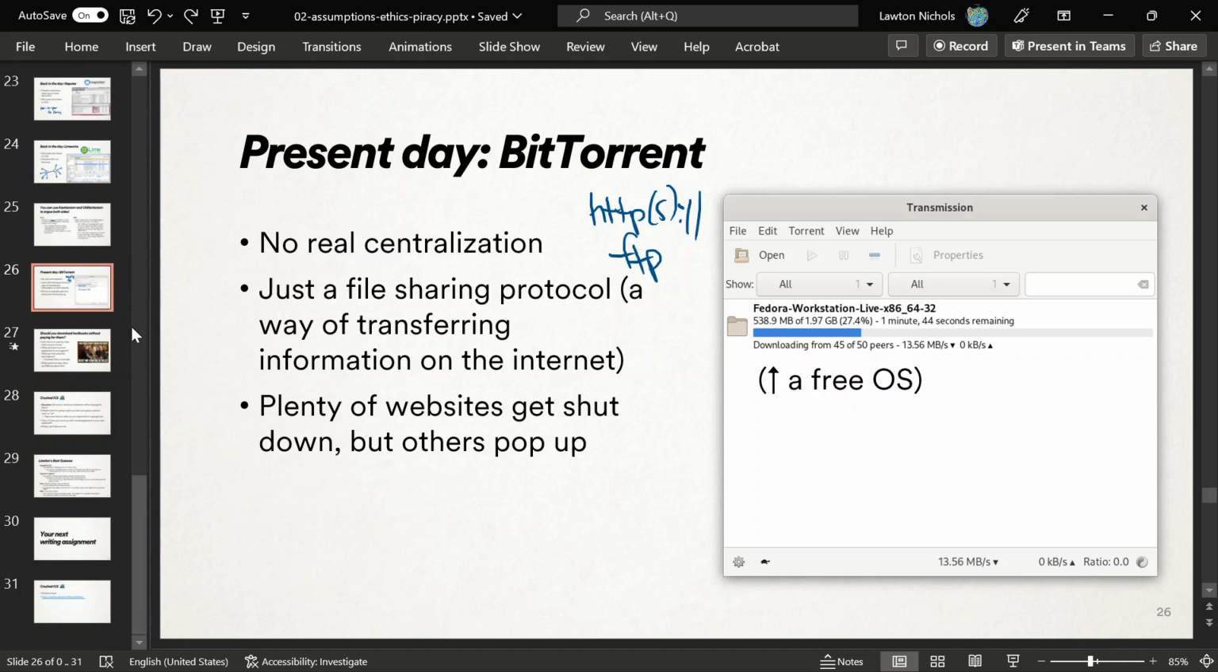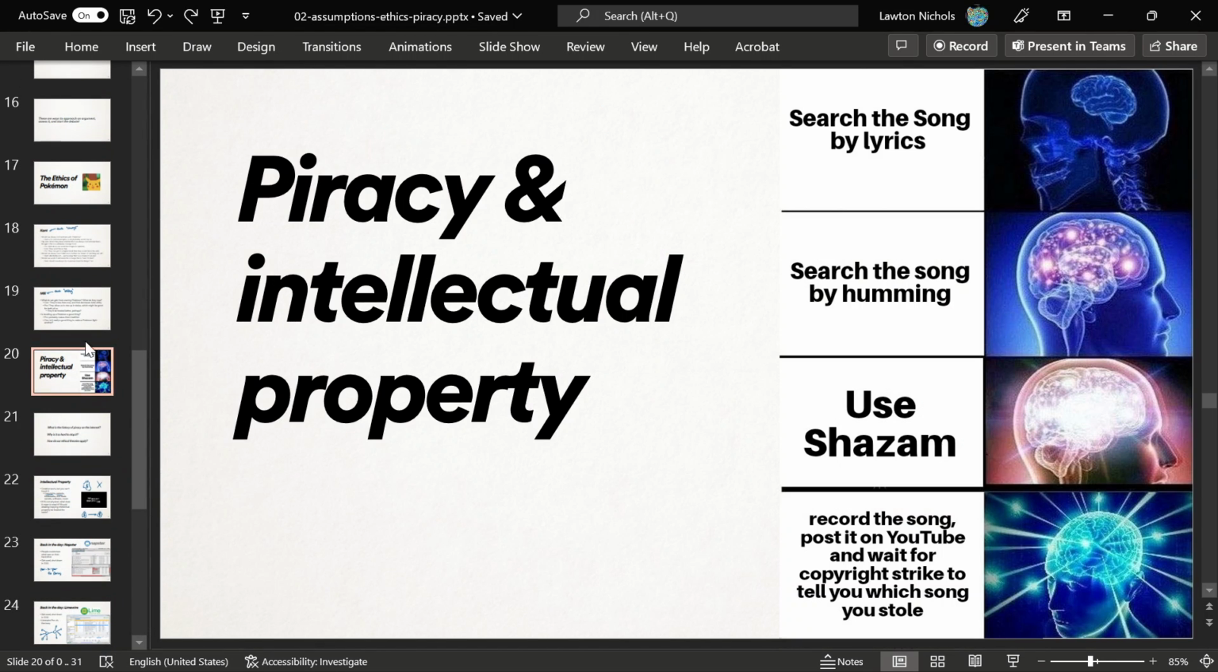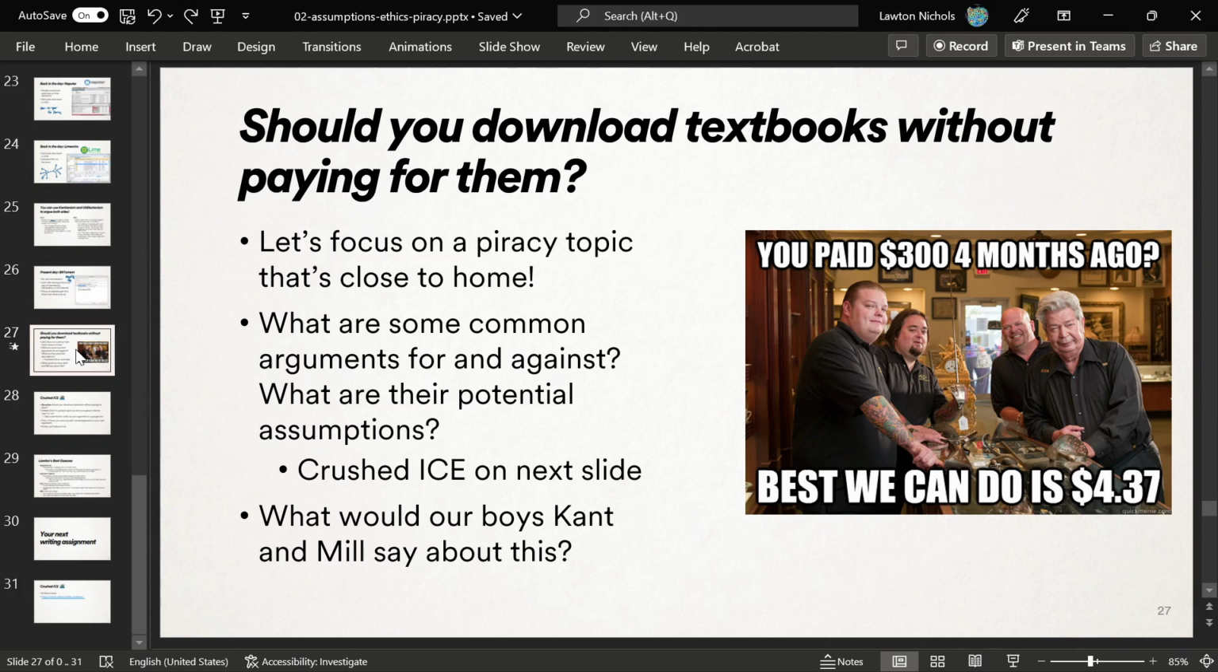All right. So I have one last question for us that is still part of the piracy topic, still part of the intellectual property topic, and it's very close to our hearts. So here's my last major ethical question for us today. Should you download a textbook without paying for it? Woohoo!